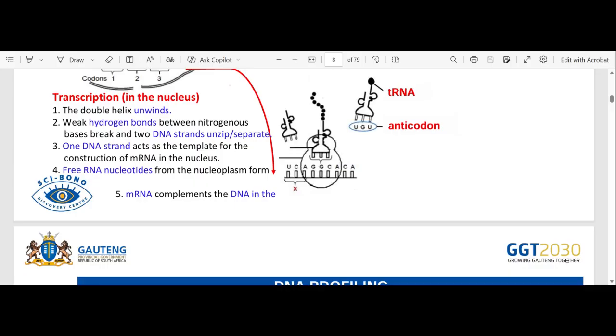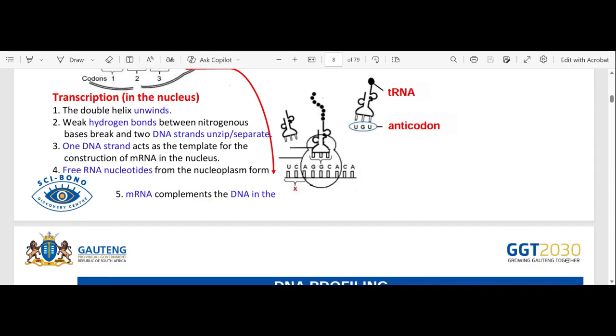Attaching to free RNA nucleotides from the nucleoplasm. Does that make sense? This is an important point. It says free RNA nucleotides, whereas in DNA replication it says free DNA nucleotides. I hope you can remember that and understand that fact.